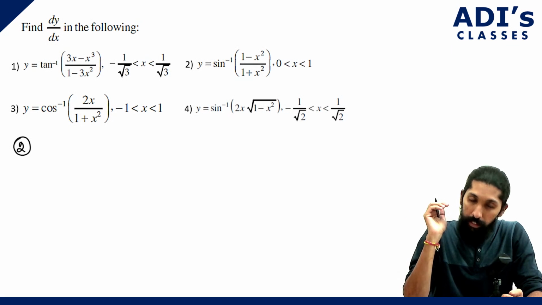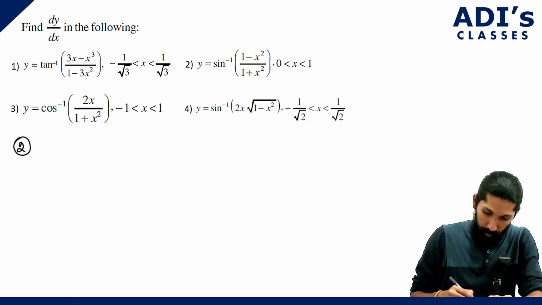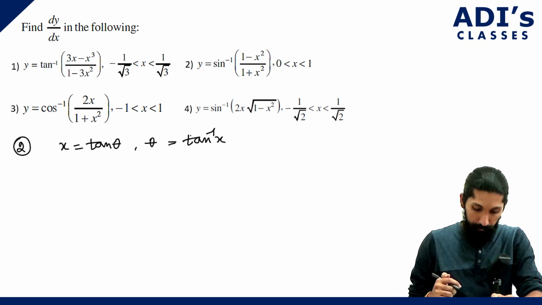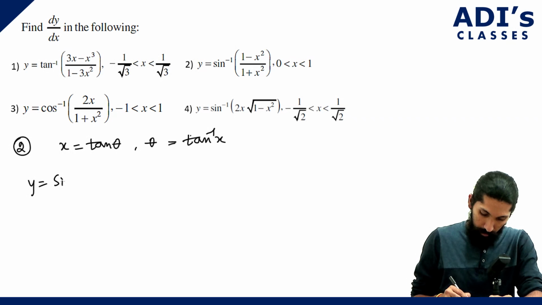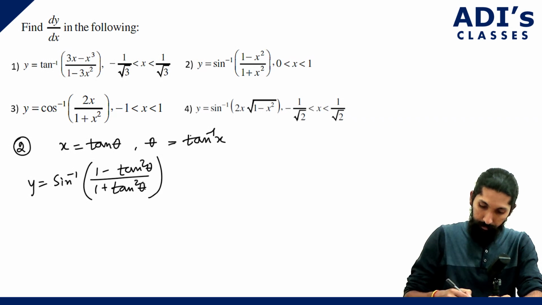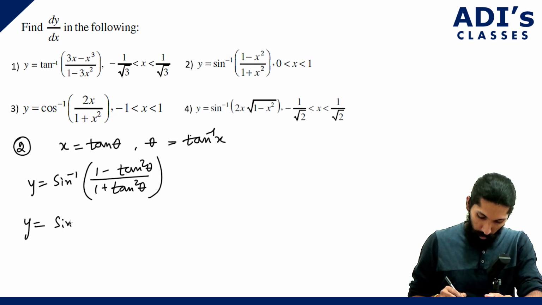So what do we do? We take x as tan theta. Okay, just take it and we'll see how it goes. So first, let x is equal to tan theta. So we have theta is equal to tan inverse x. This is common, right? So since x is equal to tan theta, we'll get y is equal to sine inverse of (1 minus tan square theta) by (1 plus tan square theta). Well and good. y is equal to sine inverse of cos 2 theta.